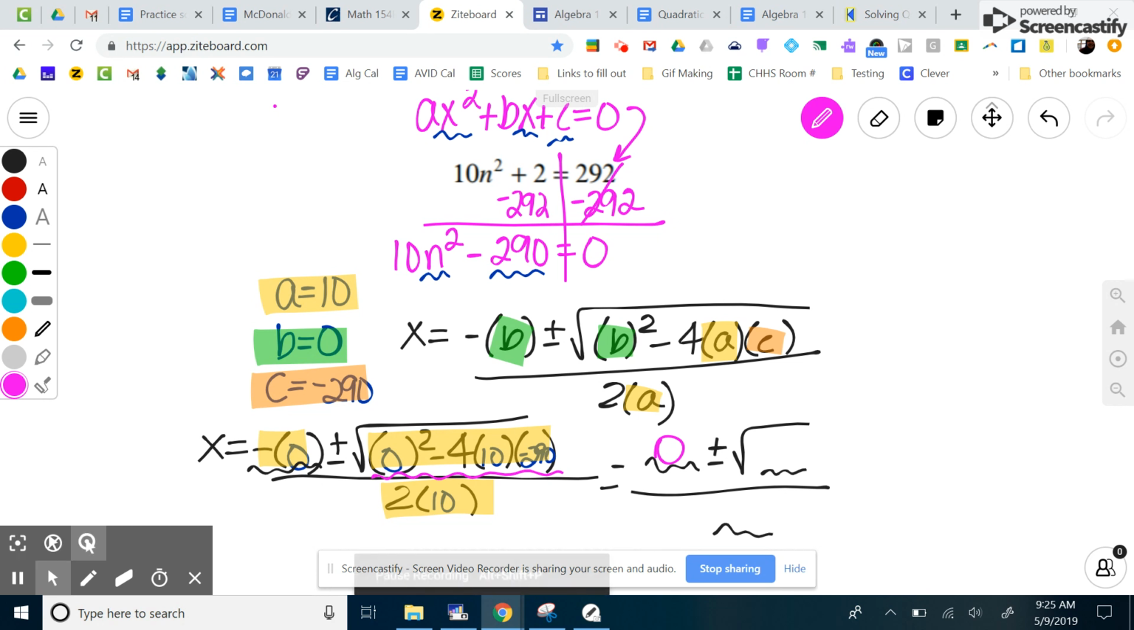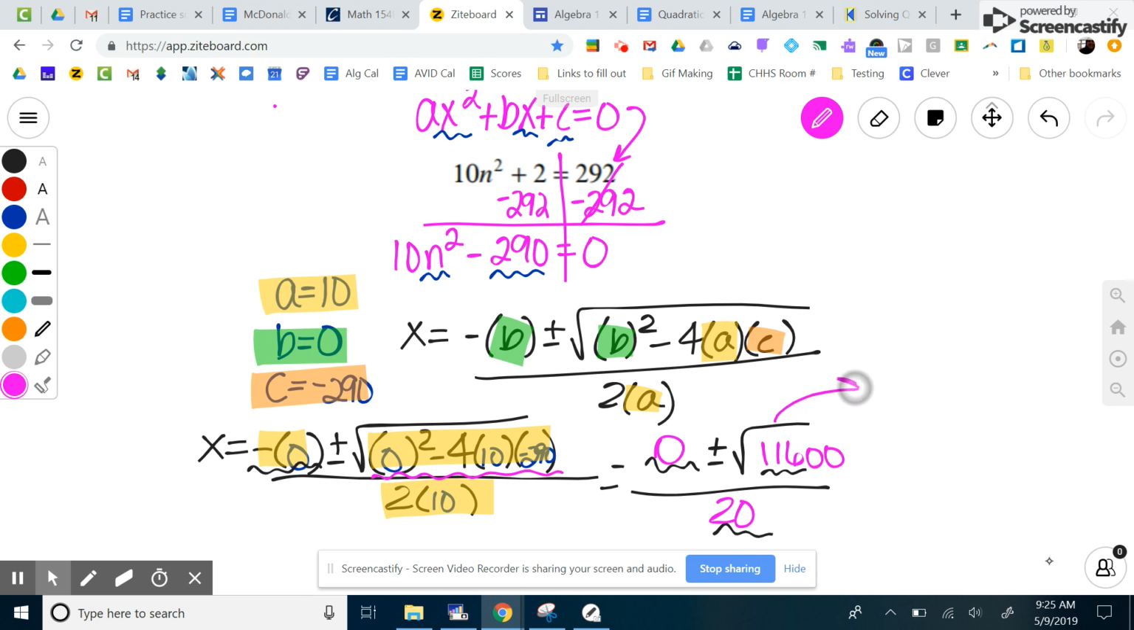I got a huge number. I got 11,600 when I typed that in my calculator. And then I got 2 times 10, which is 20. All right, so now I have to simplify this square root.